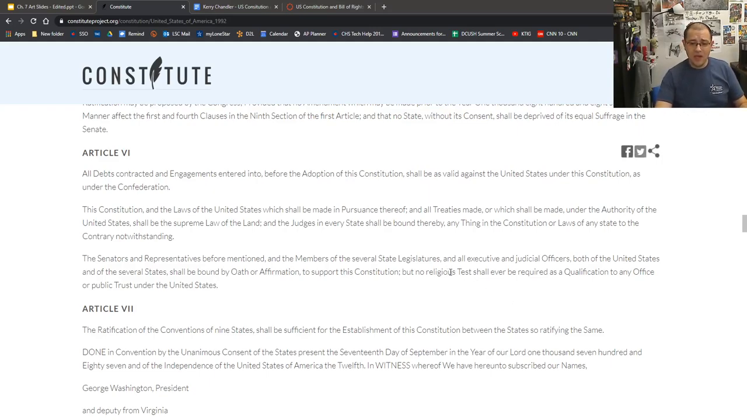So this is our first very clear mention of separation of church and state, that no religious test for holding any public office anywhere in the United States. Any public office, elected or appointed, cannot require you to be any particular religion. So that's very important, and that's in there.